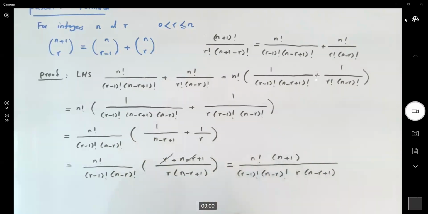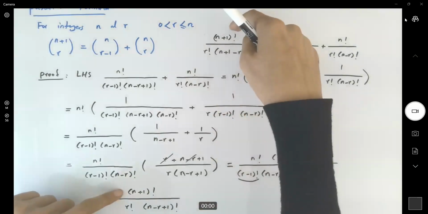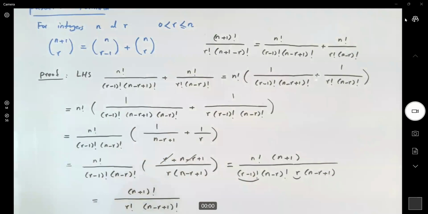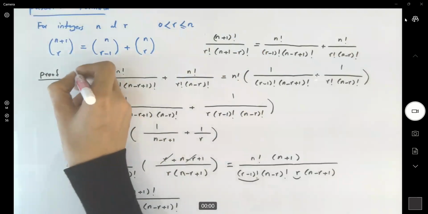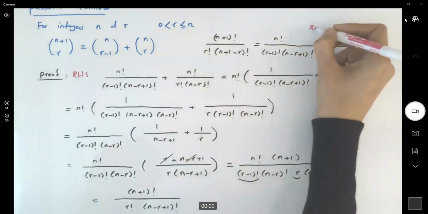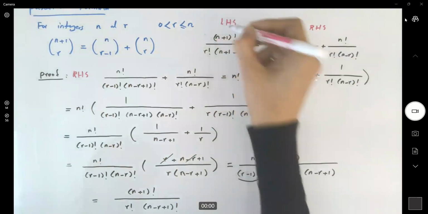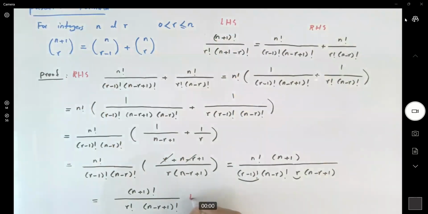But (n plus 1) times n factorial is nothing but (n plus 1) factorial. And down here, r times (r minus 1) factorial is r factorial. And (n minus r) factorial times (n minus r plus 1) is (n minus r plus 1) factorial. So as you can see, left-hand side and right-hand side are the same thing. So from the right-hand side we reach the left-hand side. You could start from the left-hand side and go to the right-hand side as well.